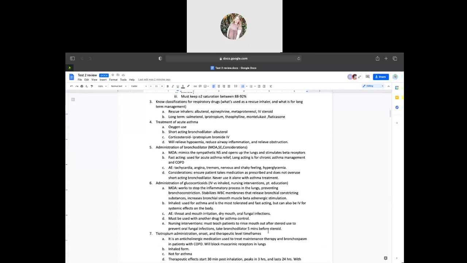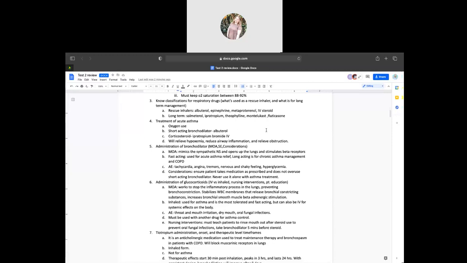Alrighty. Rescue inhalers versus long-term management inhalers. So rescue inhalers are going to be like albuterol, epinephrine. Epinephrine works for that sympathetic response. Sympathetic responses are going to help dilate those vessels. It's going to help get more blood to those areas during times of stress. And during an asthma attack, we need to make sure that those airways get open. We can use metoprolol, and we can use that steroid, of course.